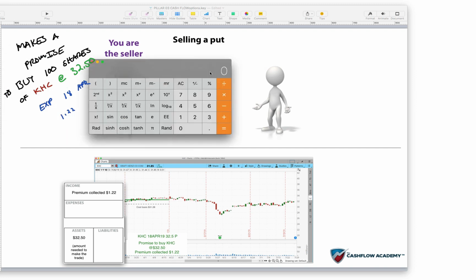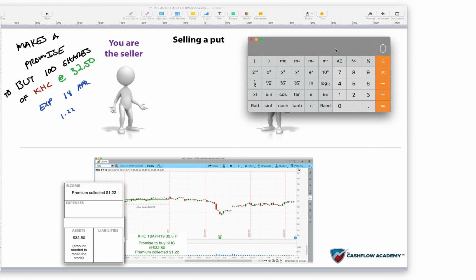So let's look at the percent return on investment with this. I've got $32.50 to cover this promise. So I'm going to bring in $1.22, and I'm going to divide that by $32.50. Whoops, I've got to put a decimal in there. It's not going to work out right. Divided by $32.50. Now, that's going to give me about 3% right there. Think about that.